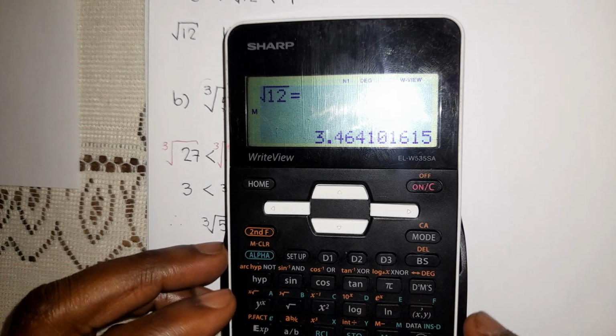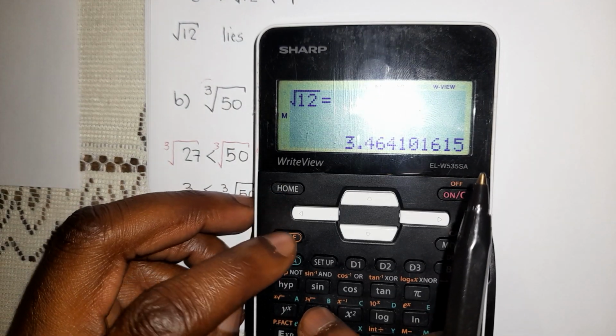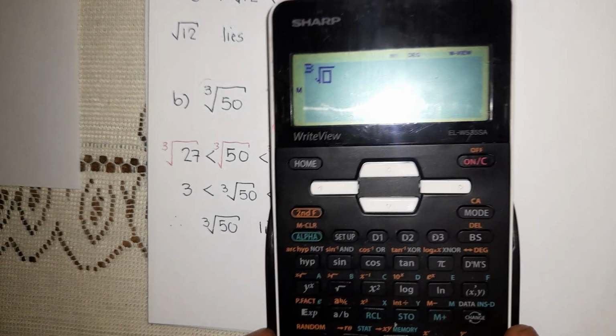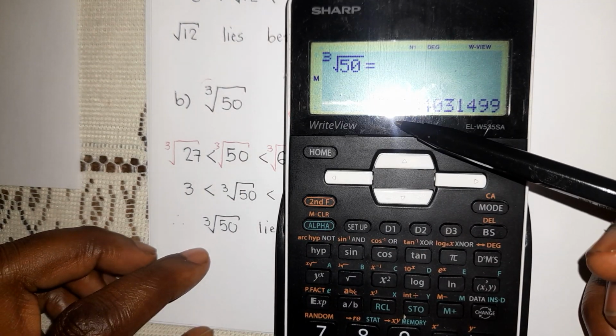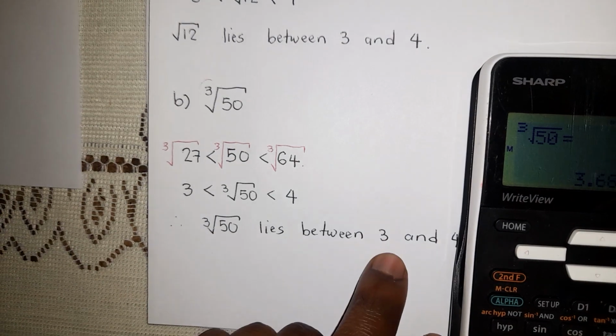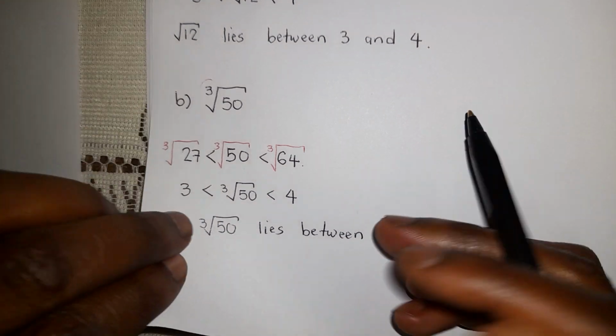Quick check again. We'll have the cube root of 50. Then we find it is 3.6. 3.6 again is greater than 3 but less than 4, which makes it correct. Let's look at one last problem, this time with a negative.